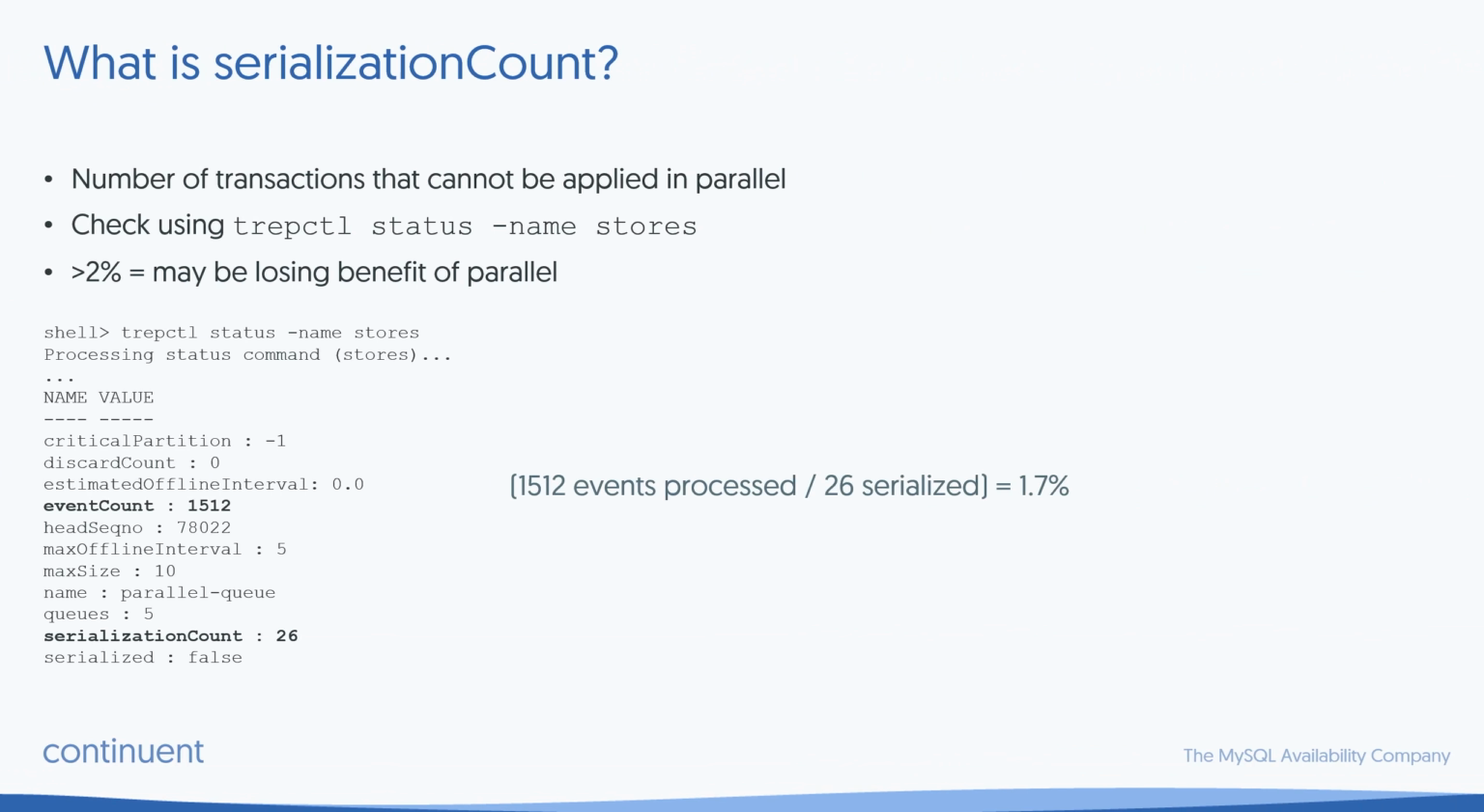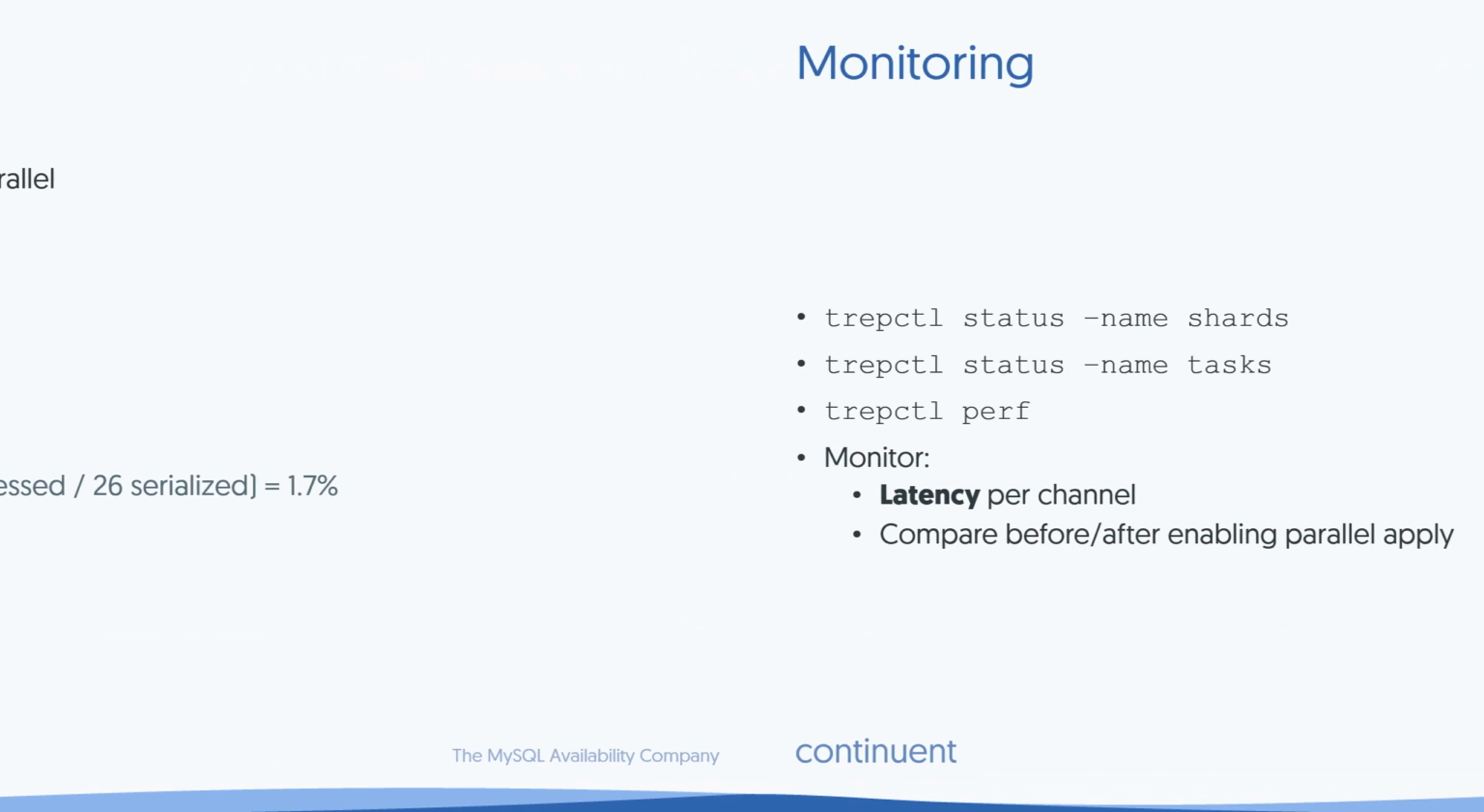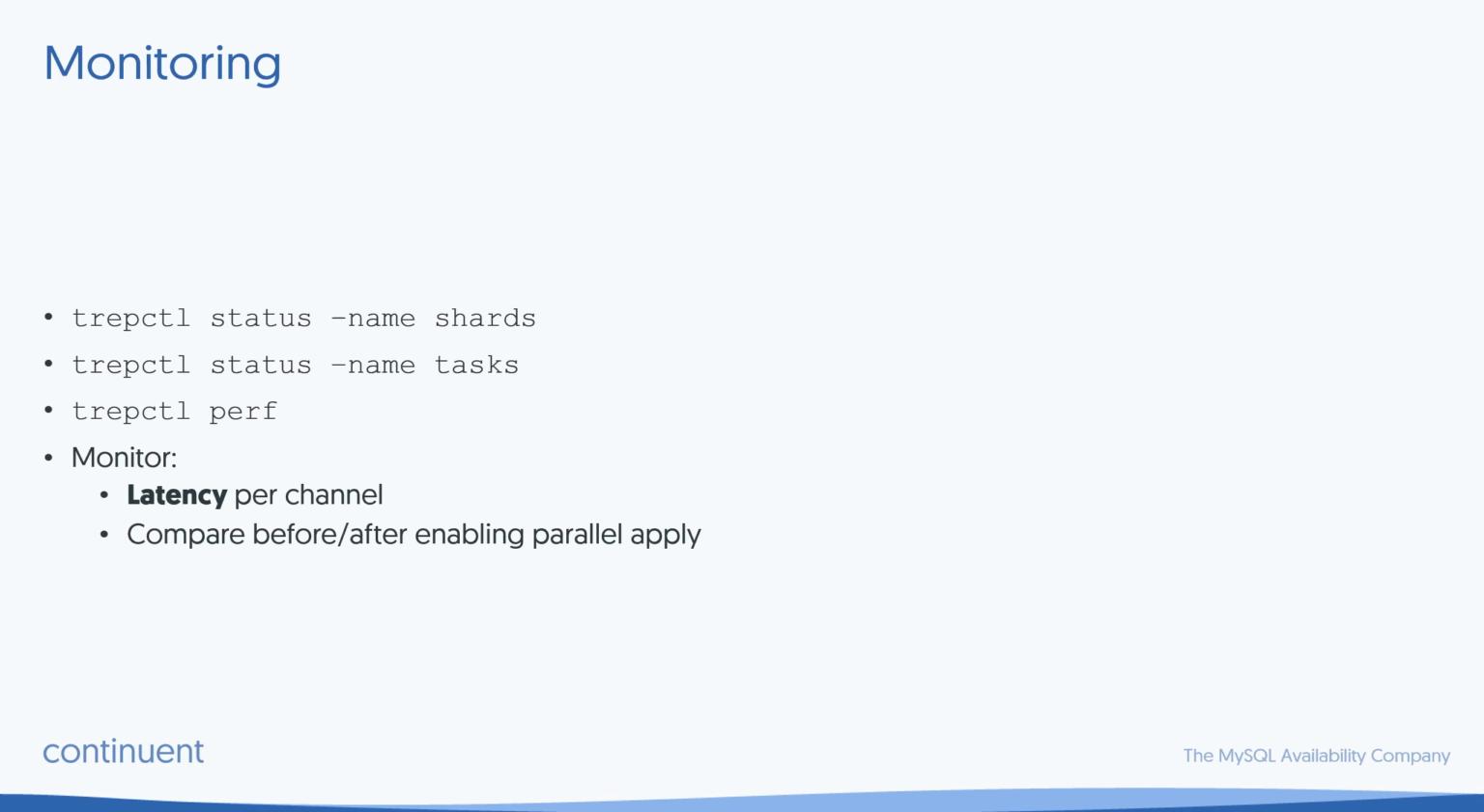Generally speaking, this isn't a set rule, but generally speaking, if that percentage is greater than 2%, then you're probably not going to start seeing the benefit of parallel apply. So this is part of your trial and error. Enable it, monitor this, keep an eye on the serialization count, work out those percentages. And if that value is getting up there in the high figures of the percent, then you're probably going to lose those benefits.